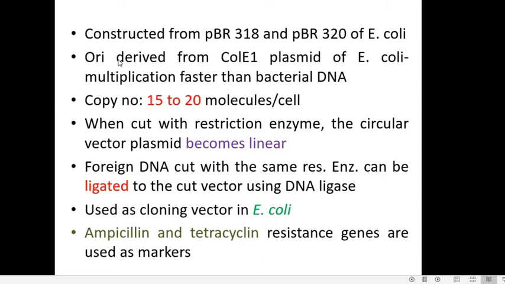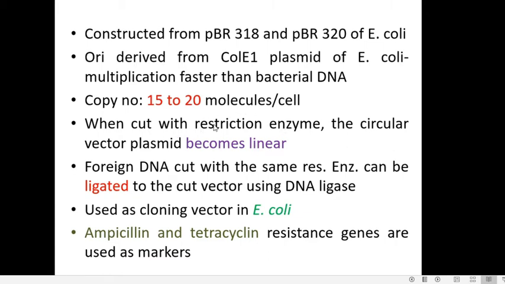Now the most important sequence of a vector is the ori. ORI is the origin of replication, the sequence which determines the start of replication of any vector or any plasmid vector. And the ori of pBR322 is adapted from the ColE1 plasmid of the E. coli bacterium. The property of this ori is that it multiplies faster than the host bacterial DNA. So you can have many copies inside one host cell and the replication is also faster. So along with the replication of the plasmid, our foreign DNA will also replicate. And the copy number of pBR322 is around 15 to 20 molecules in a cell.